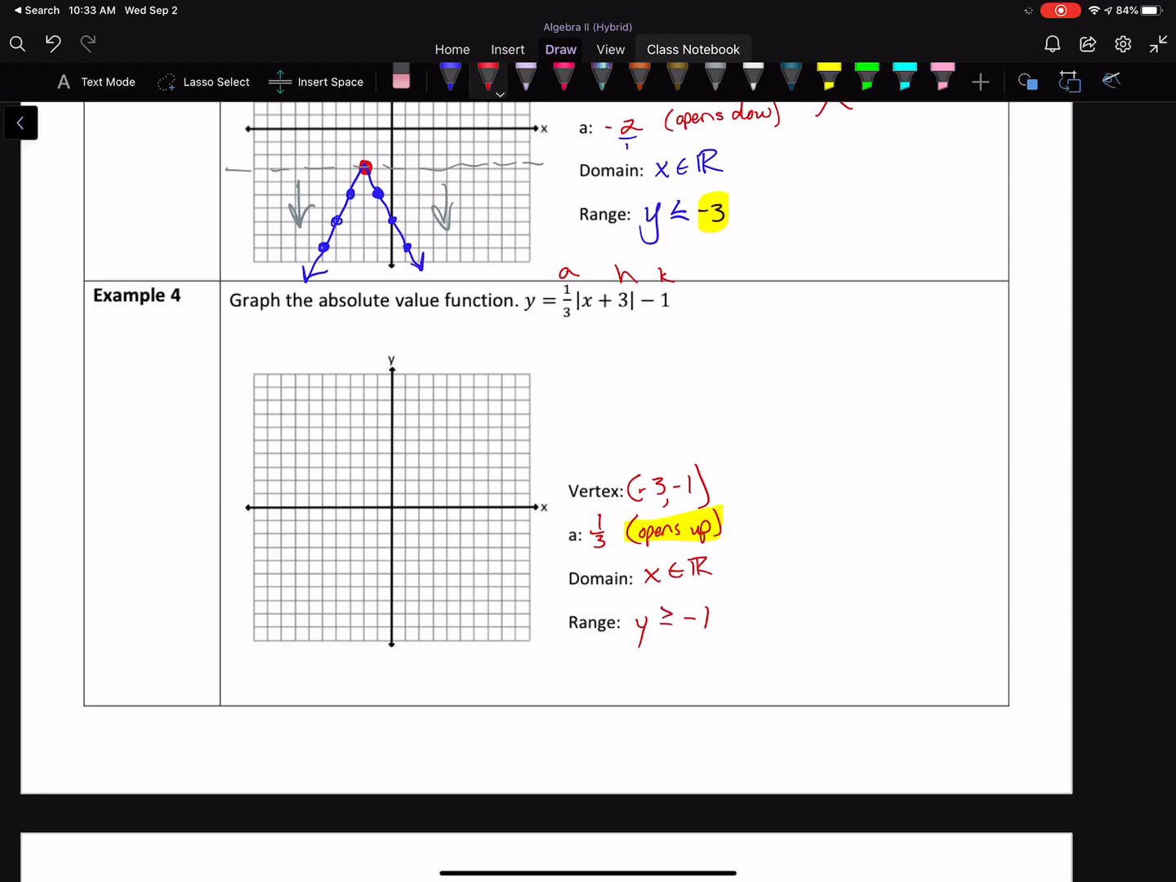So let's graph this and see if we got everything right. Vertex is going to be -3, -1. So we're starting here. Then use that A value of 1/3 to count rise over run. So up 1 over 3, up 1 over 3. I'm going to go as far as I can to the right. And I'm going to go up 1 to the left, 3 to the other direction. And there we have our absolute value graph. And you can check our range. Here is that -1. And everything is above it, so we did get our symbol correct there.